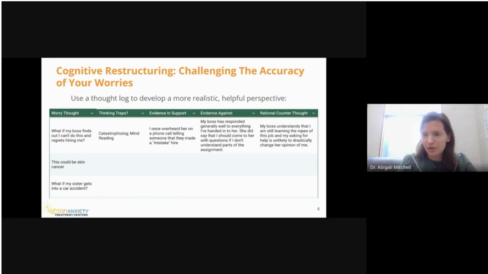Okay, so this is going back to the first example. So if she were to do some cognitive restructuring of her initial worry, my boss might find out that I can't do this and then regrets hiring me. So that was her initial worry. Okay, so if she were to be asked, what evidence supports that? We know that the evidence in support may not hold a lot of water, but she's going to say, well, I once overheard her on a phone call telling someone that they'd made a mistake hire. Well, she doesn't know that this was about her, but that's going to be evidence that she's going to point to as grounds for why her boss might regret hiring her.